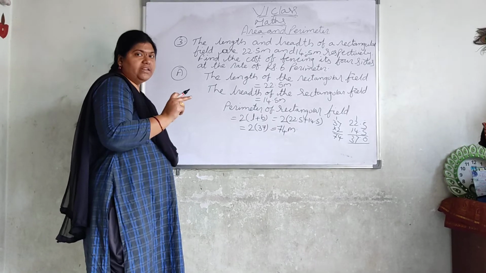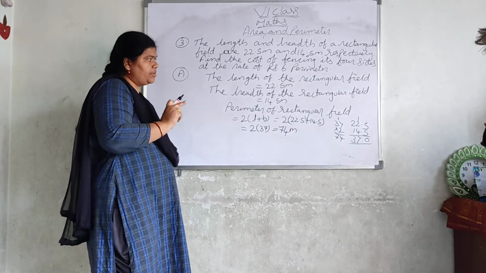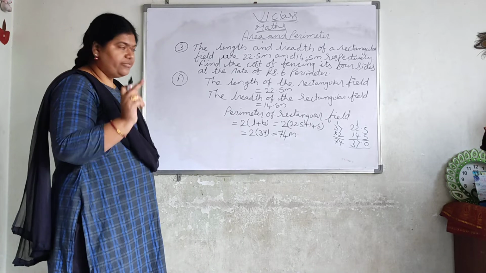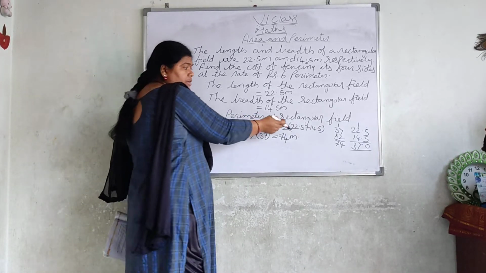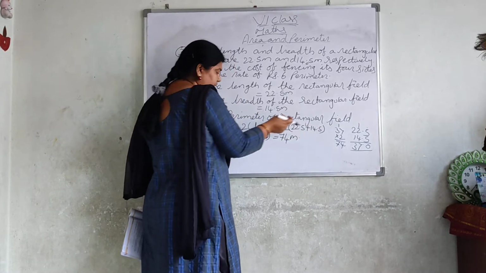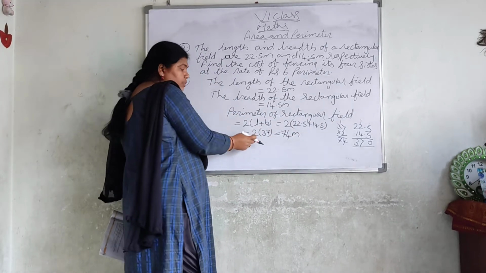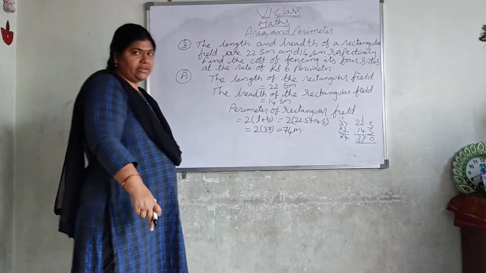The length of the rectangular field is 22.5 meters. The breadth of the rectangular field is 14.5 meters. Perimeter is equal to 2 into (L plus B), 2 into (22.5 plus 14.5). We got 37. 2 into 37 is equal to 74.